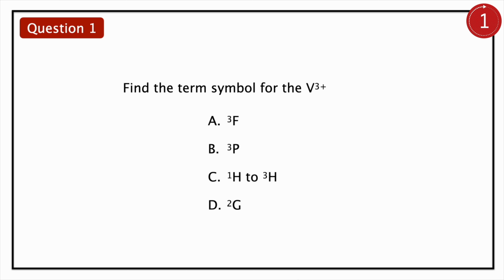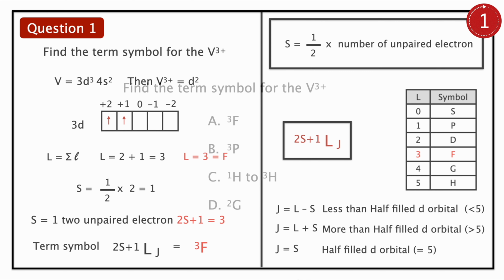Then we are getting into the real problems. Problems are the best way to learn, the best way to understand, the best way to master a particular concept. The first question is: find the term symbol for V3 plus. The choices are 3F, 3P, 1H2, 3H, 2G.